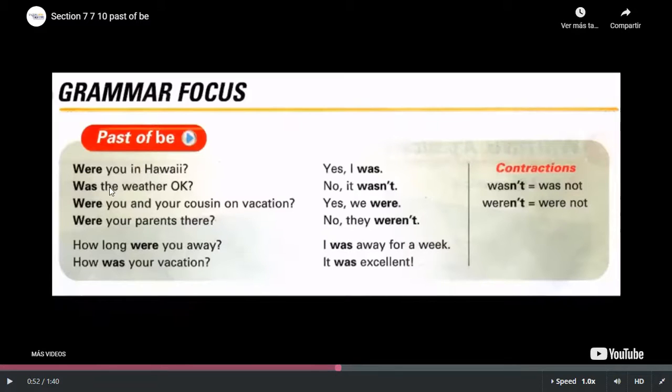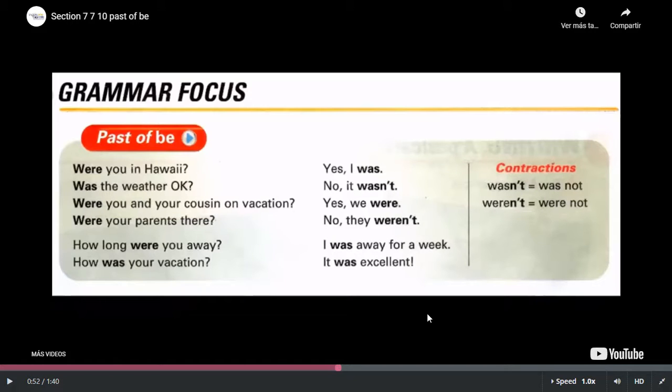It's very important to know the conjugation. For example, I was, you were, he was, she was, it was, we were, they were, right? Everybody understands this part? So far, so good? Now, questions with was and were.